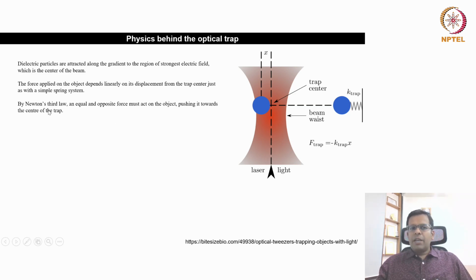Okay, so by Newton's third law, an equal and opposite force must act on the object, pushing it towards the center of the trap. So the more you try to pull this bead away from the center of the trap, the more force will be applied, and this bead will try to move back to the center of this laser beam. So this is how the optical trap works. We will even look into the details of how this light can apply force on the dielectric material.